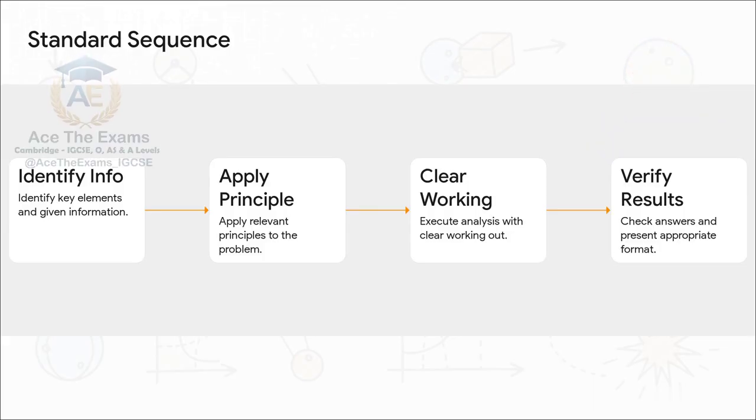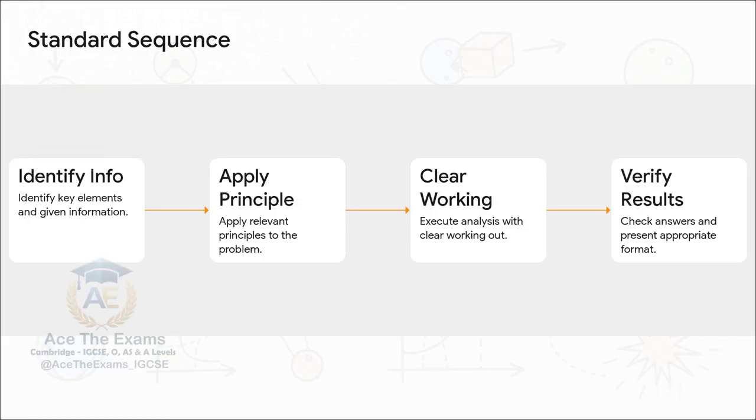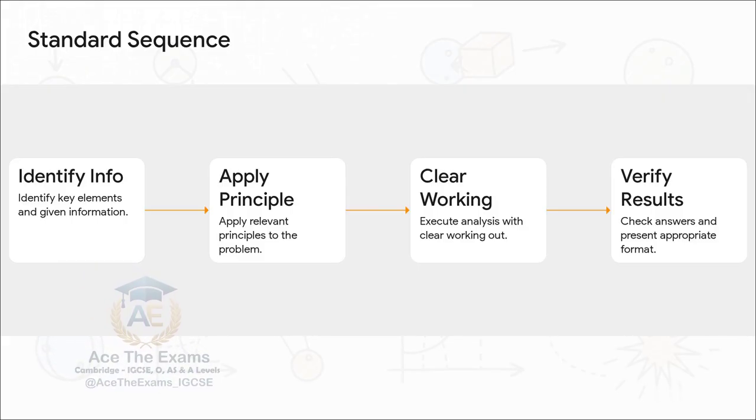Step 2, apply principles. State the principle you are using out loud on the paper. Actually write the words by conservation of linear momentum. This signals to the examiner that you know the legal framework of your case. Step 3, execute clear working. Now this is where you apply the Peel framework.